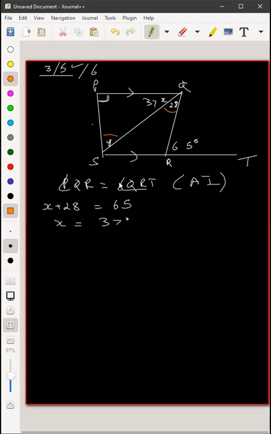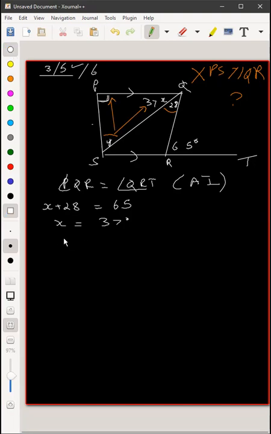Is PS parallel to QR? Yes, sir. Where is it given? PS is parallel to QR. Is this given? No, sir. If this is not given, then are these alternate angles? No, sir. So we can't use this. What else can we use with Y? So, with Y we have this angle and this angle. Can we do something?